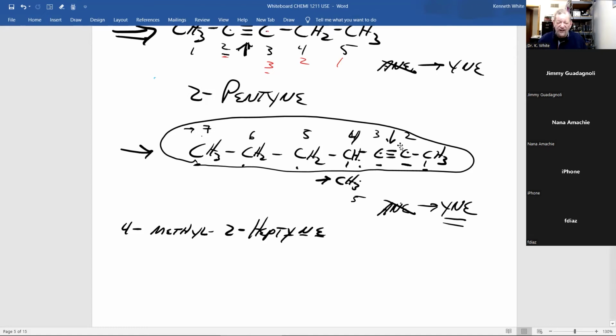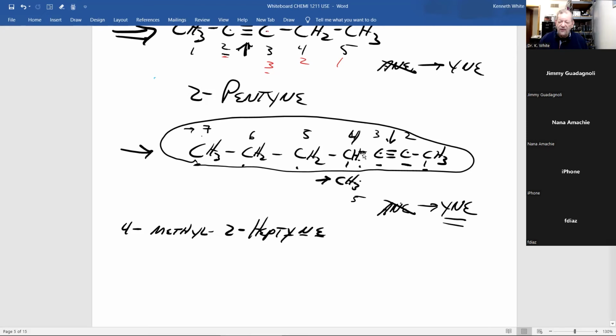And you find the longest chain with both carbons of the triple bond. And now that's 7. You take the alkane name, heptane, drop the A and E for a triple bond, put Y and E, heptyne. Next, like a double bond, what carbon is closest to the triple bond in the chain?